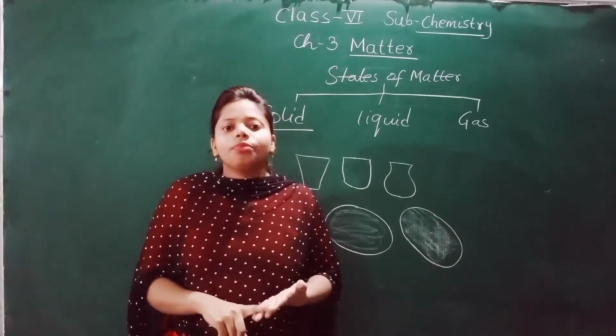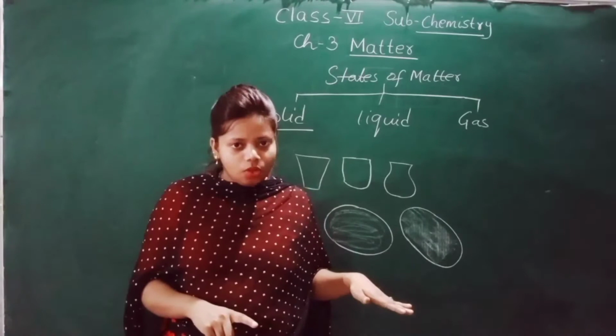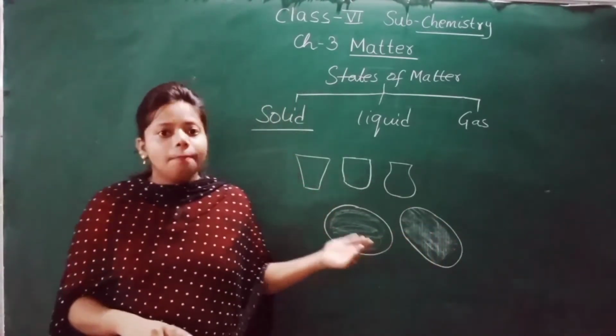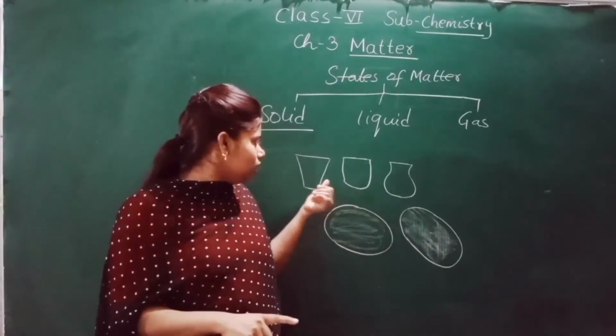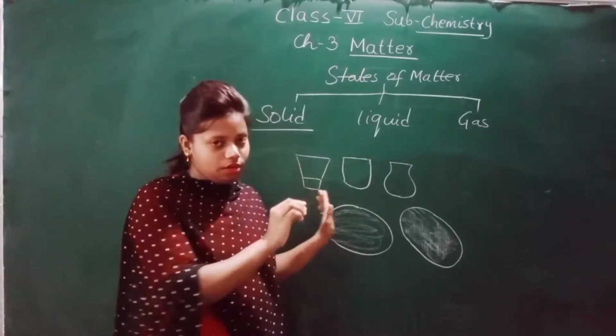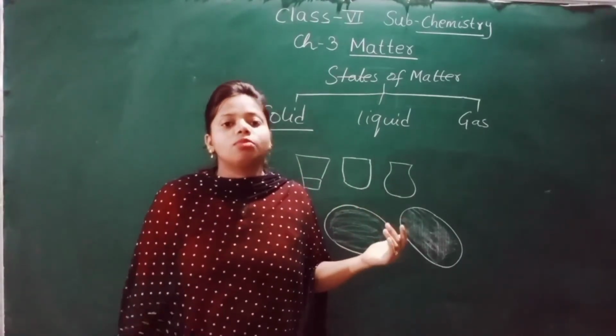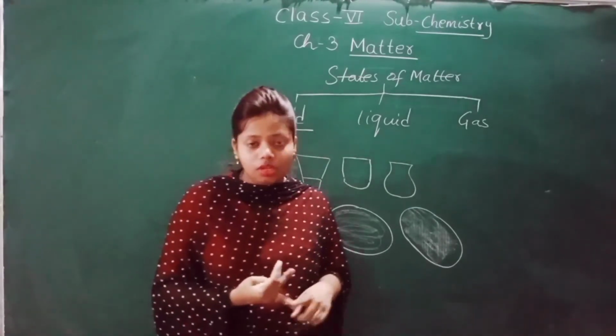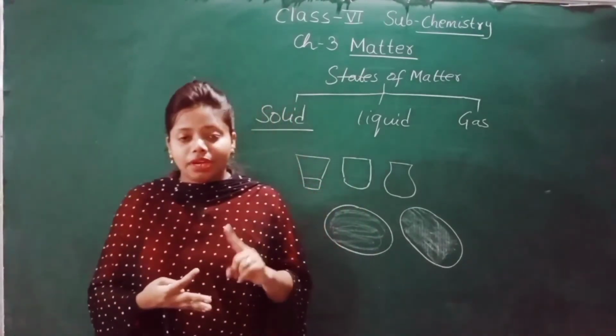Now the liquid we have taken in each container takes the shape of the container, but the level will not change. If it is up to this much in this container, it will remain up to this much only. But there are some exceptions, like petrol, perfume, nail paint removers and so on.